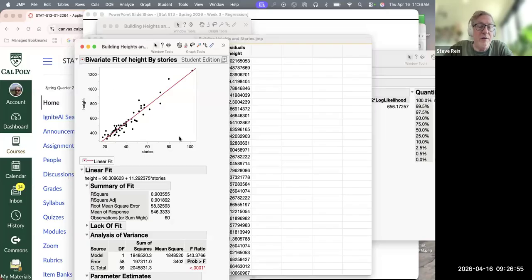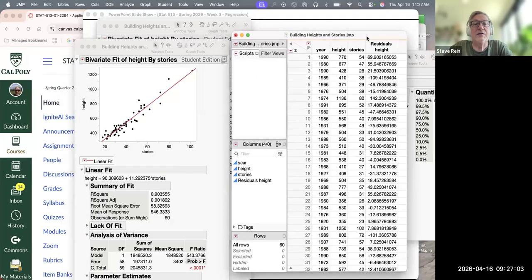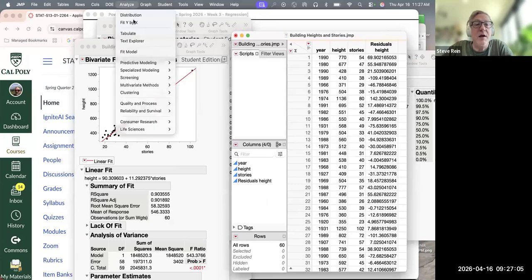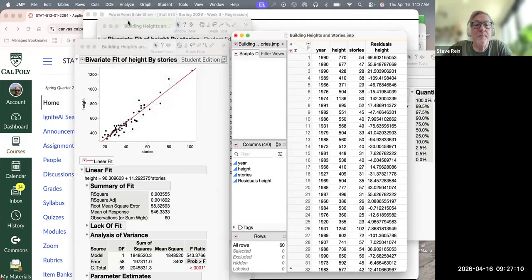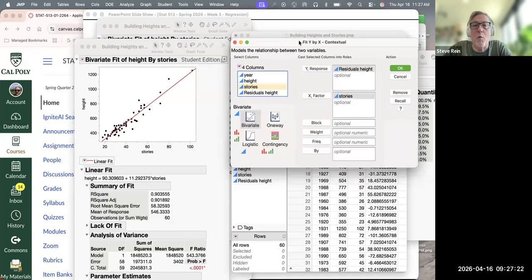I'm sorry, I see the XY trend. If I want to plot the residuals along the y-axis, that's an easy thing to do. This time, instead of Graph Builder, I'm going to choose to use fit y by x for a reason. Let's try the residuals in the y slot and the number of floors the building has. Keep the same x, use residuals in place of y.